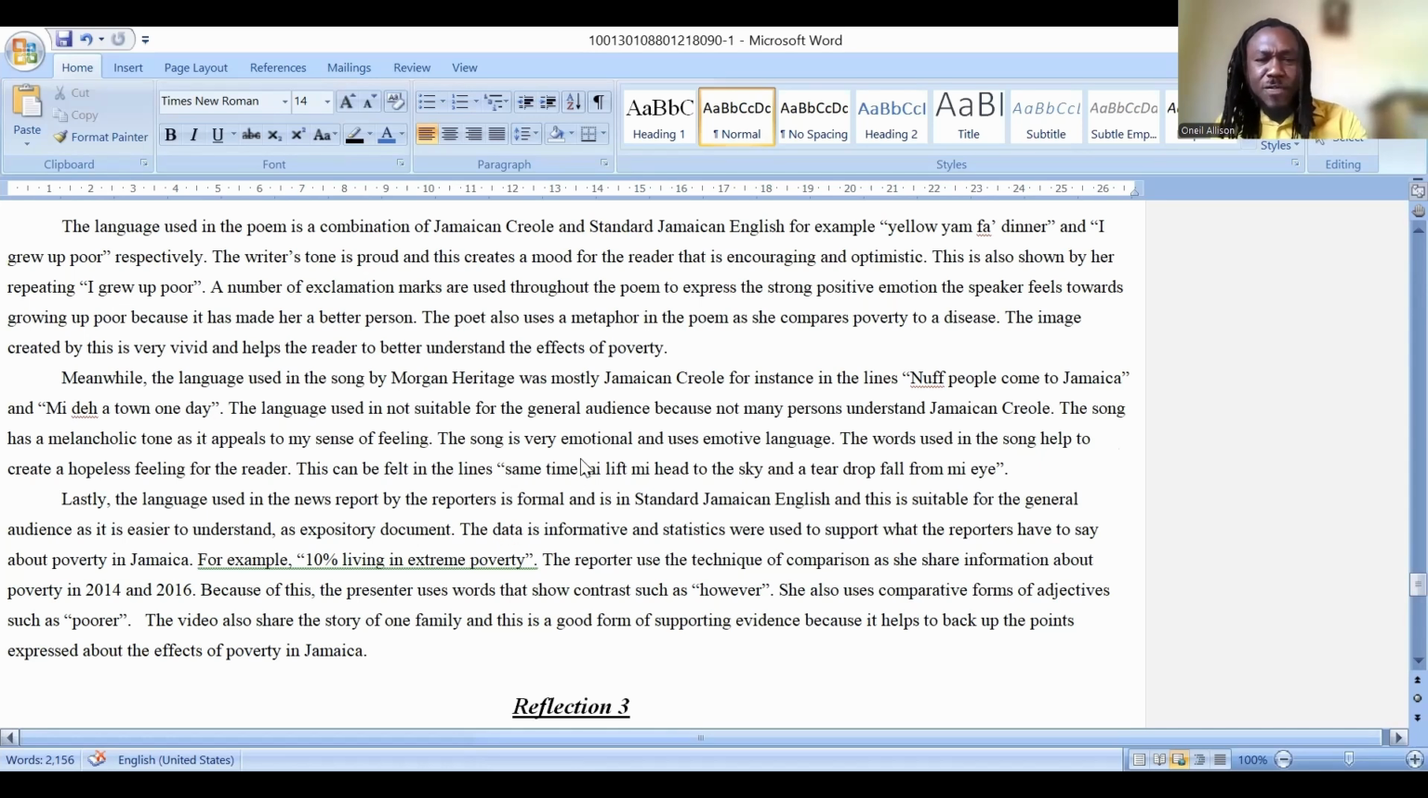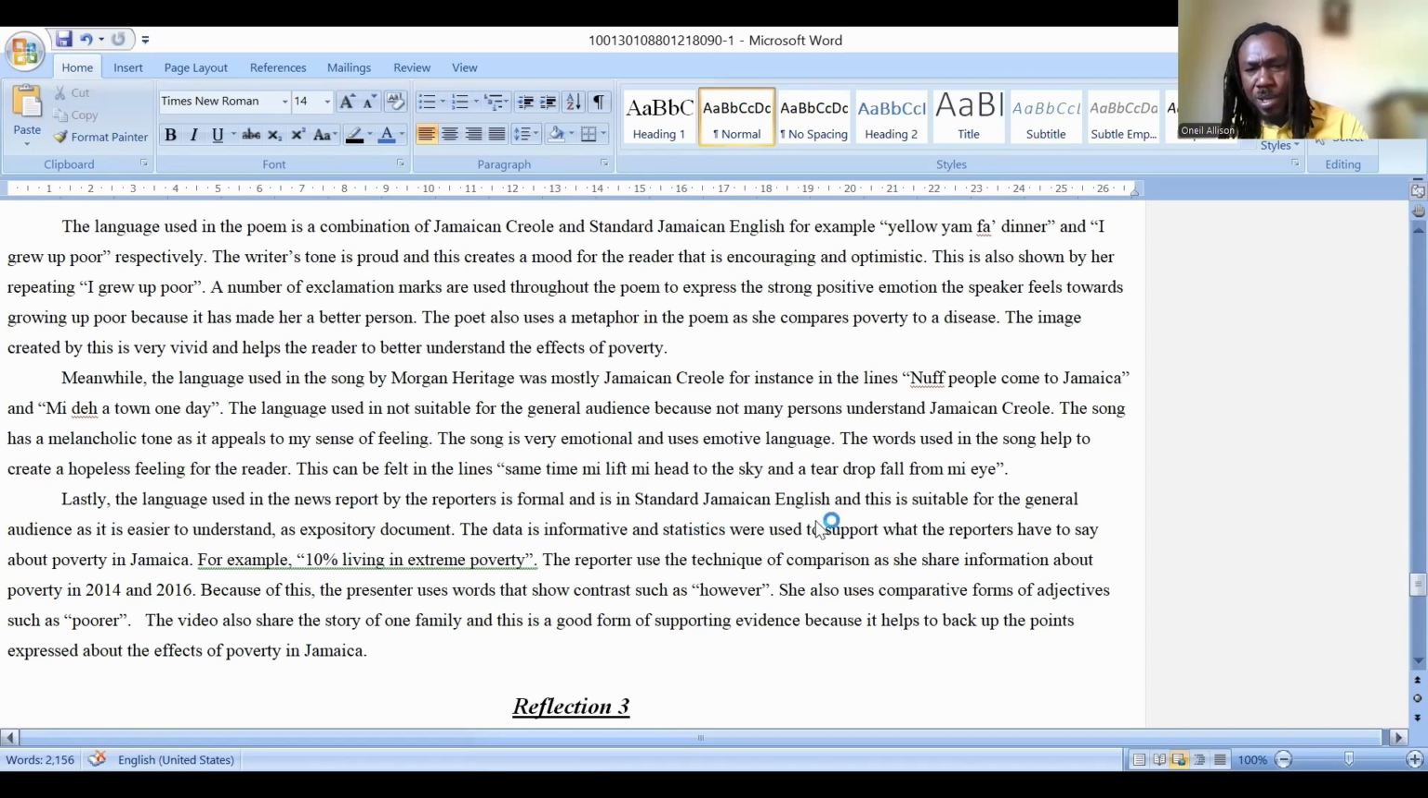All right. The song is very emotional and uses emotive language. The words used in the song help to create a hopeless feeling for the reader. This can be felt in the lines, "same time me lift me head to the sky and teardrop fall from my eye."